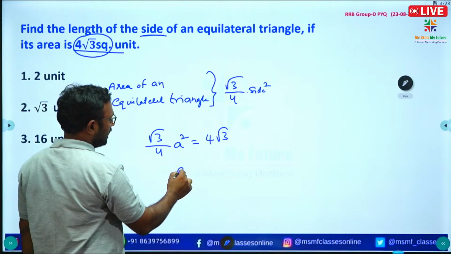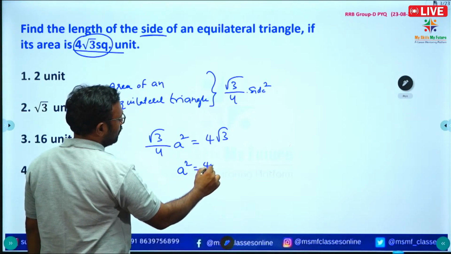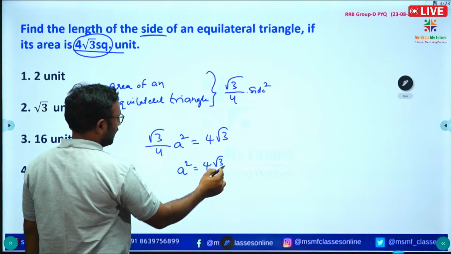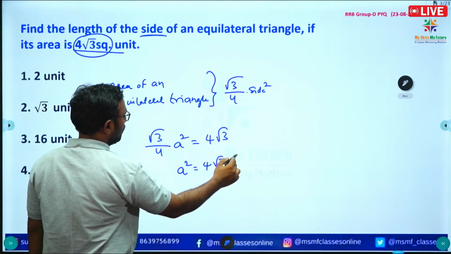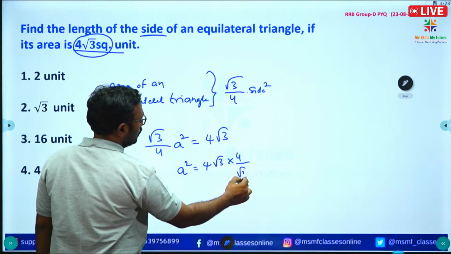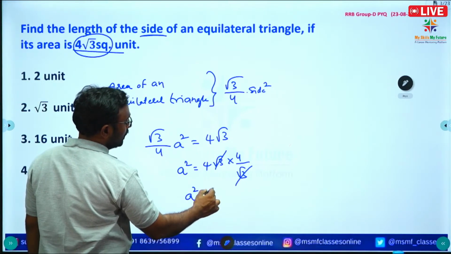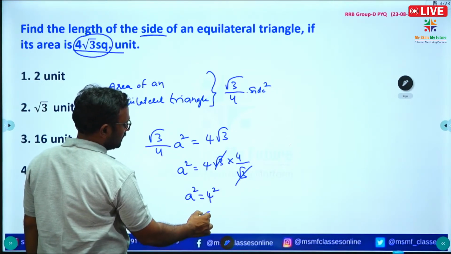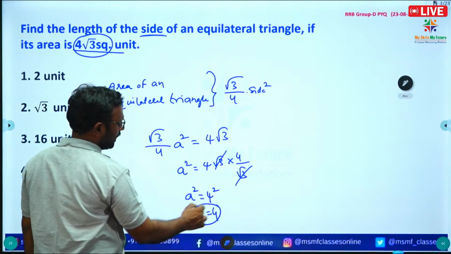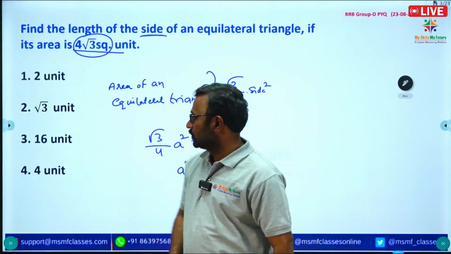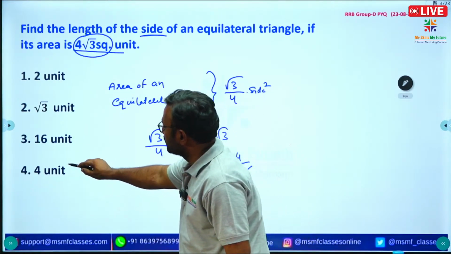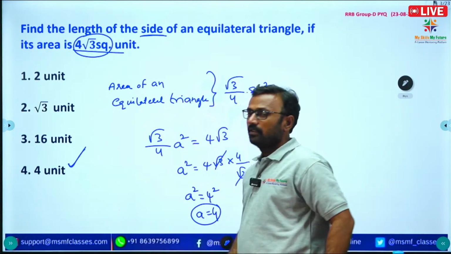So, a square is equal to 4 into root 3, into 4 by root 3, root 3 cancels. A square is equal to 4 into 4, that is 4 square, so a is equal to 4. So, option 4 is correct.